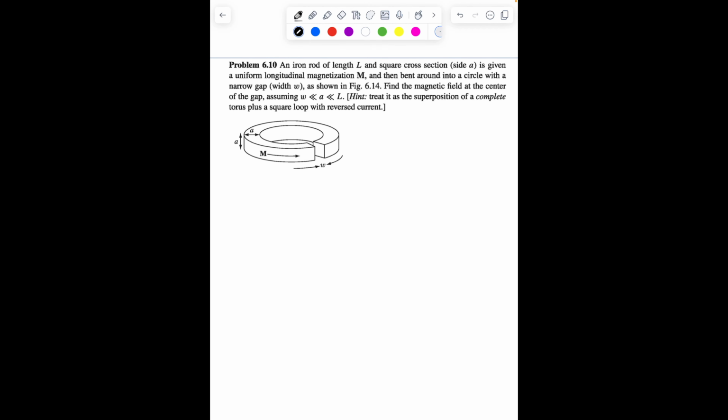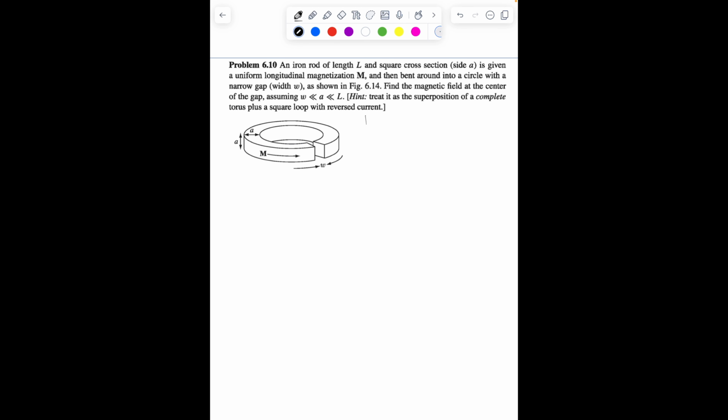In this problem we deal with an iron rod of length L and a square cross-section, given a uniform longitudinal magnetization M, that's bent into a circle with a narrow gap. We're supposed to find the magnetic field at the center of the gap, assuming that the width of the gap is much less than the length of the square side, which is much less than the length of the rod. As the hint suggests, we're going to treat this problem as a superposition of a complete torus, which would be if this gap did not exist, plus a square loop with a reversed current.